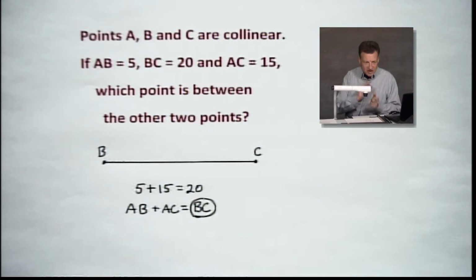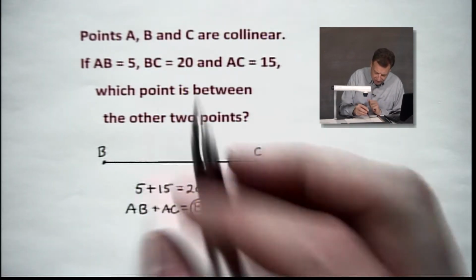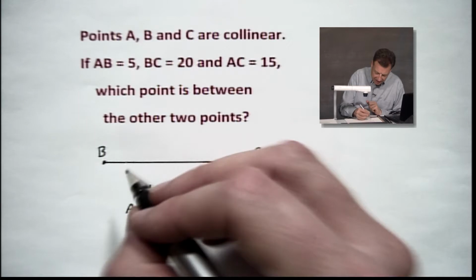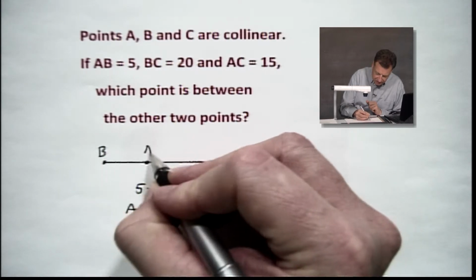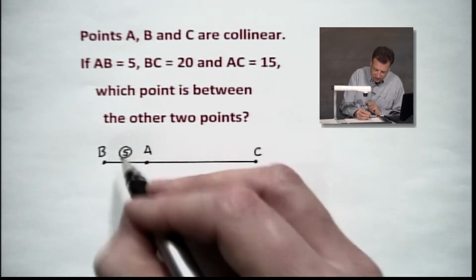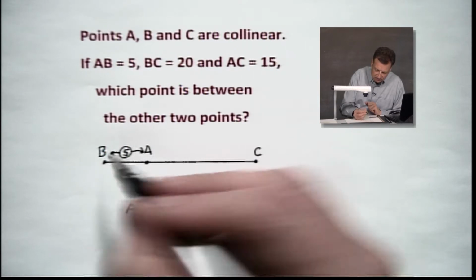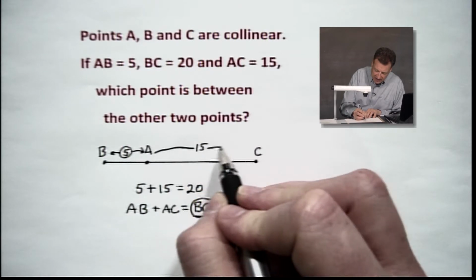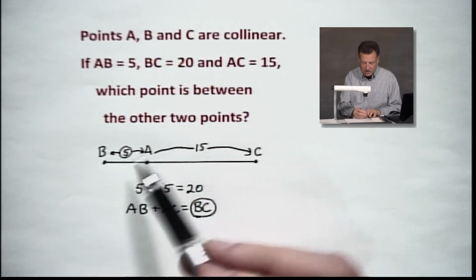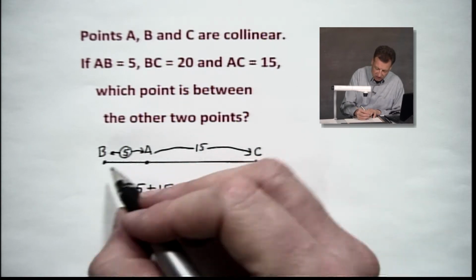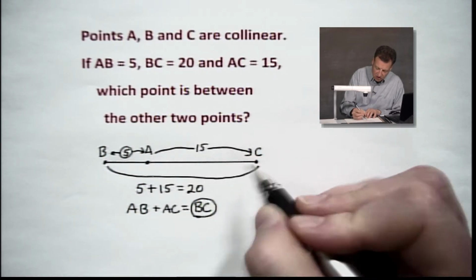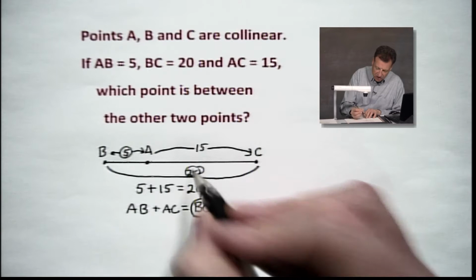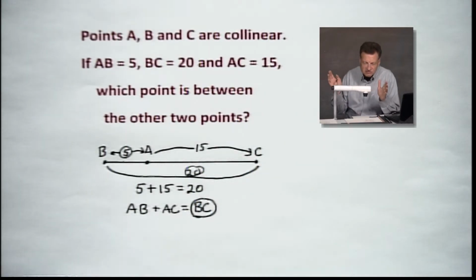It's A. But let's go ahead and finish the picture. We are told that AB is going to be worth 5. So that's from here to here. And the other one, from A to C, is 15. Now what do you notice? 5 plus 15 will give you the whole length of 20. Whether centimeters, millimeters, inches, yards, whatever. That is what we call the segment addition postulate in many textbooks.